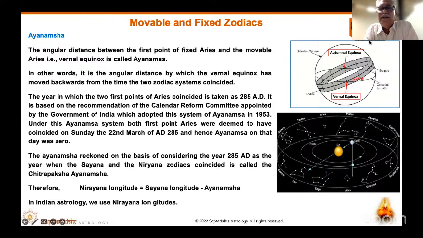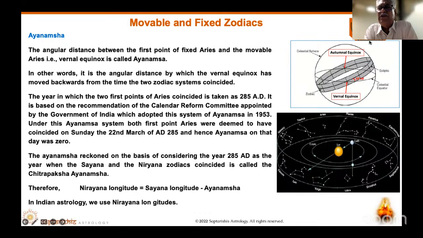Somebody may say that 285 AD was not the year of confluence of the vernal equinox and the starting point of Aries. Then they add some value to the Ayanamsha and take a different year. As per that, there are so many Ayanamshas available. Astrologers have done work on that.